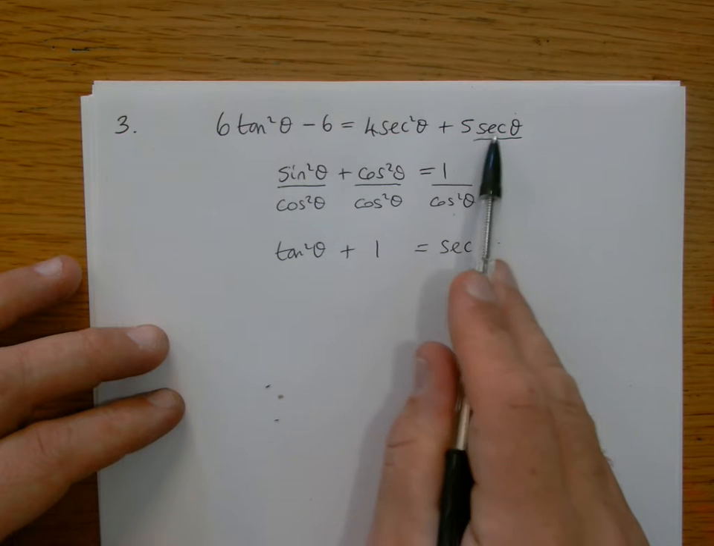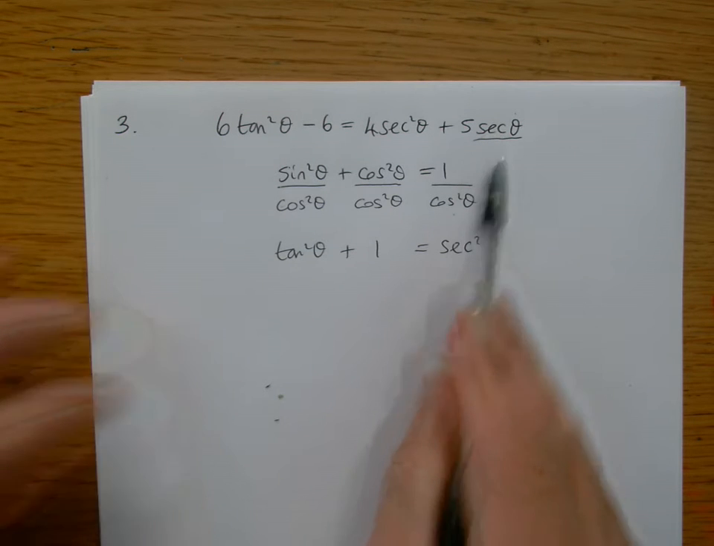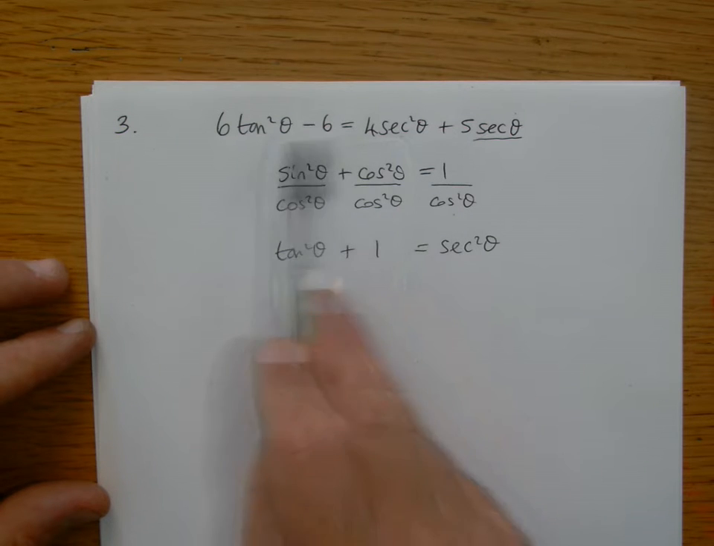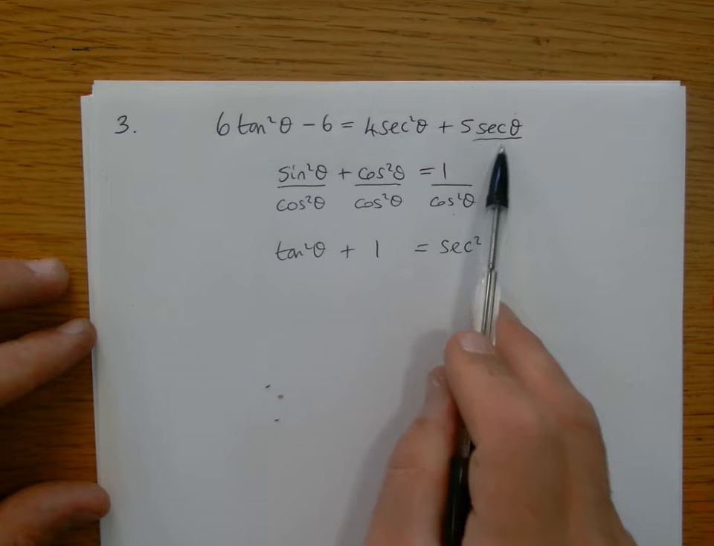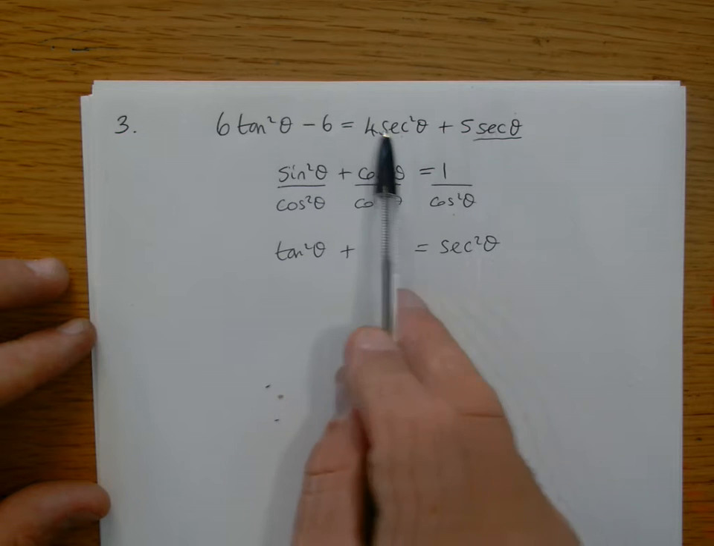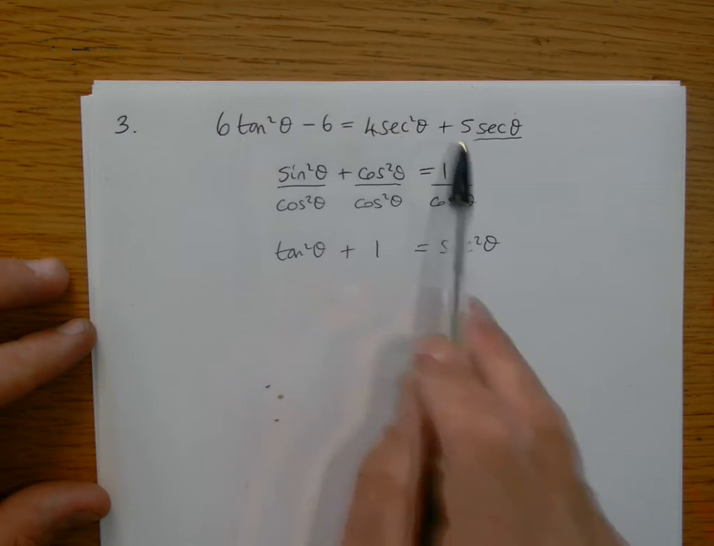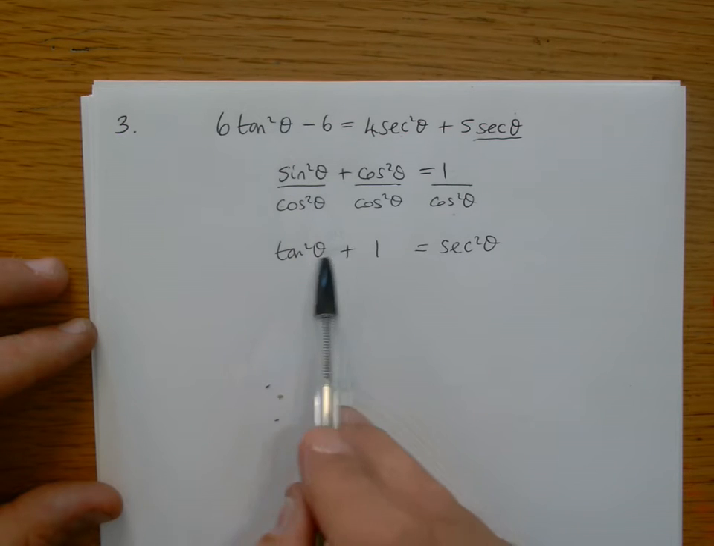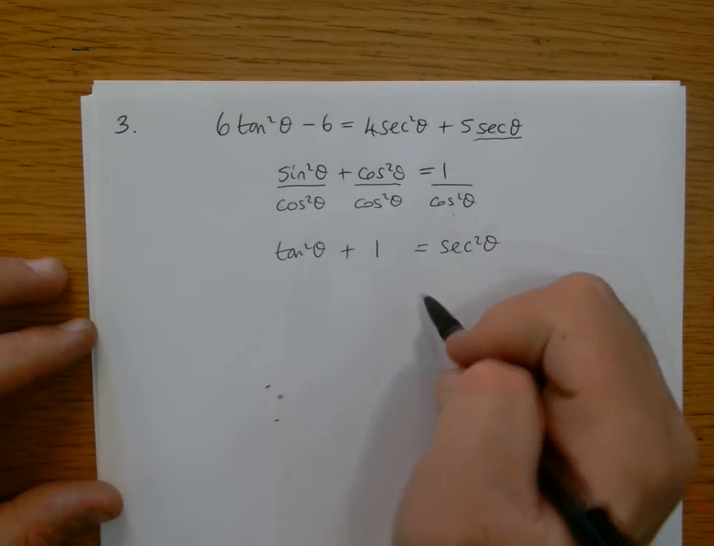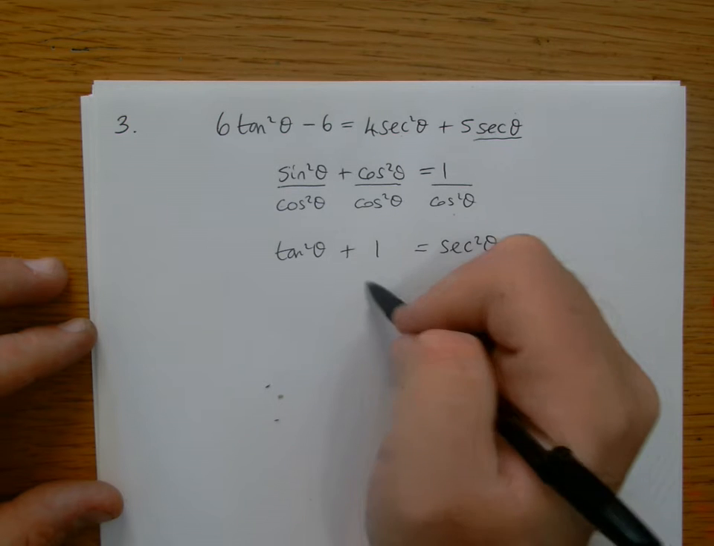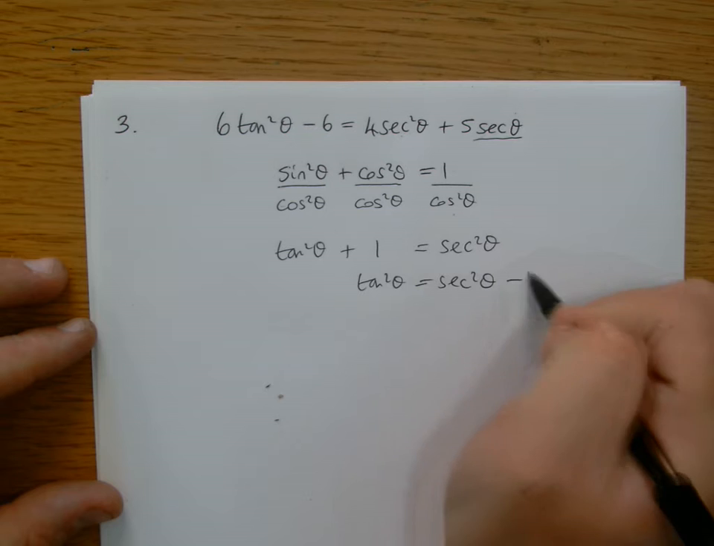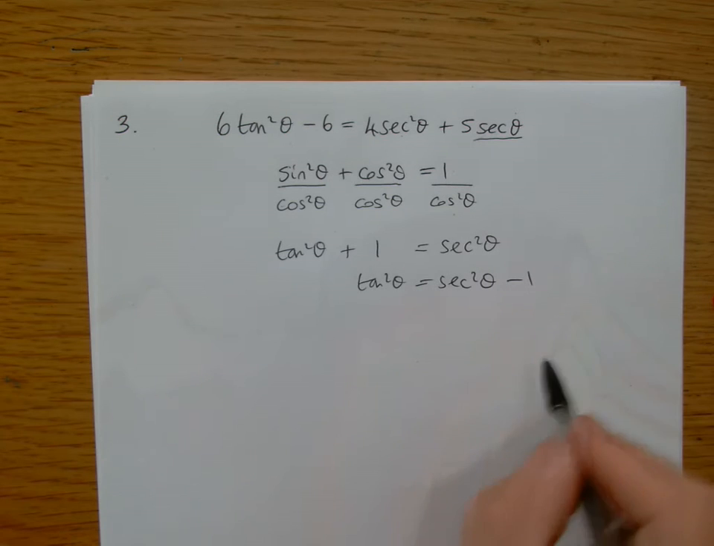We cannot change that. That is sec theta, we can't change it. We can change this, but we can't change this. So because we can't change this, we need to get everything in terms of sec. So the tan squared, I'm going to get rid of by substituting, just by rearranging this. And that's easy to rearrange, because I can say here that tan squared is simply sec squared theta minus 1. So take the 1 over.